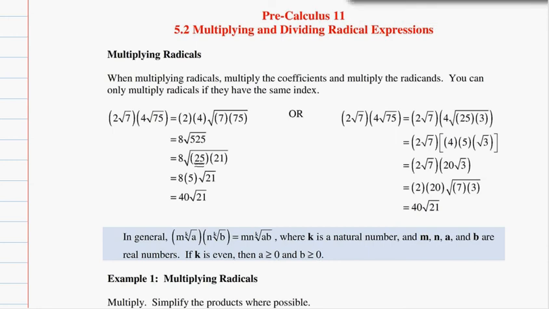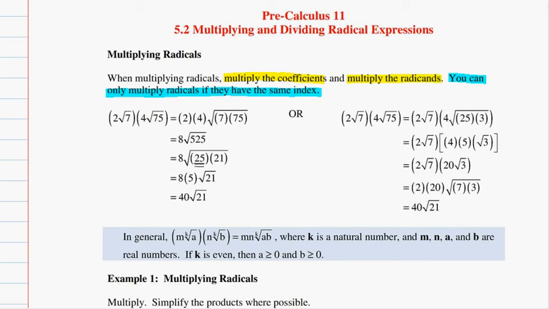Okay, so we're going to be looking at multiplying and dividing radical expressions, section 5.2, and specifically today just multiplying radicals. So there are two things that you need to remember. When you multiply radicals, you need to multiply the coefficients and multiply the radicands separately. And the other thing you need to know is that you can only multiply radicals that have the same index. They don't necessarily have to be like radicals, they just need to have the same index.